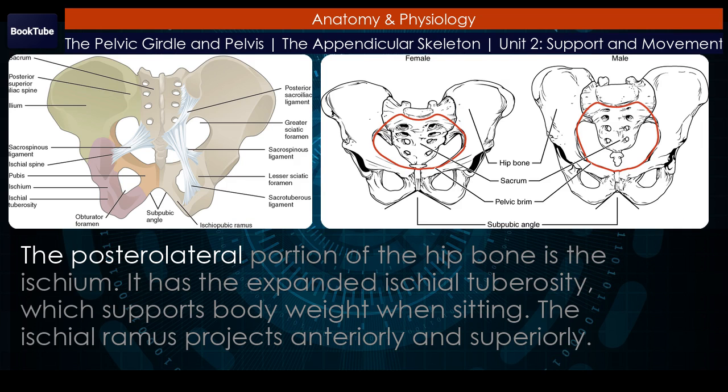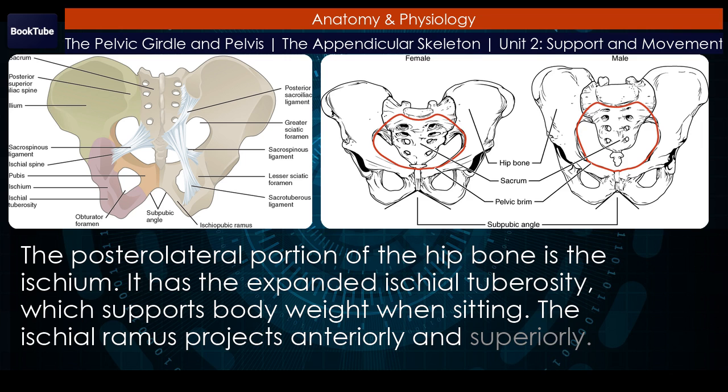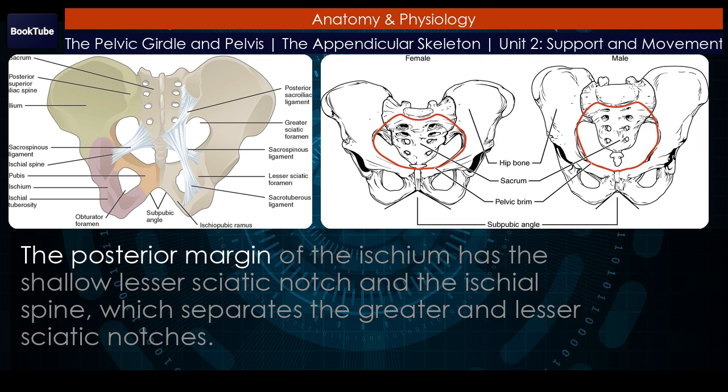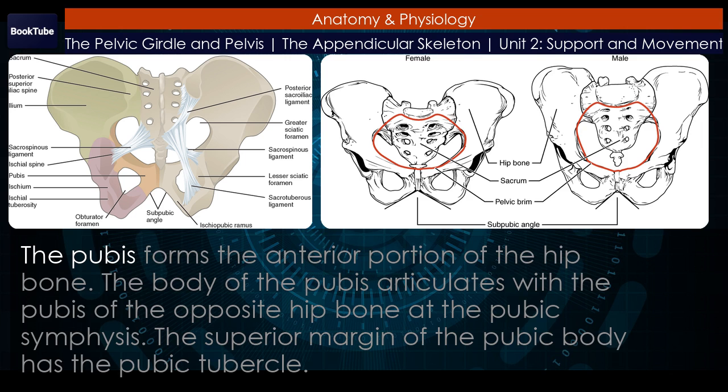The posterolateral portion of the hip bone is the ischium. It has the expanded ischial tuberosity, which supports body weight when sitting. The ischial ramus projects anteriorly and superiorly. The posterior margin of the ischium has the shallow lesser sciatic notch. The ischial spine separates the greater and lesser sciatic notches. The pubis forms the anterior portion of the hip bone.